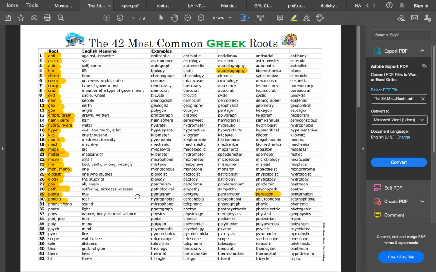Phobia, fear of. Hydrophobia, being scared of water. Acrophobia, I think that's heights, right? Agoraphobia is afraid of big places. I forgot what ablutophobia is. Satanophobia is a fear of Satan. Let's ask Siri what ablutophobia is.